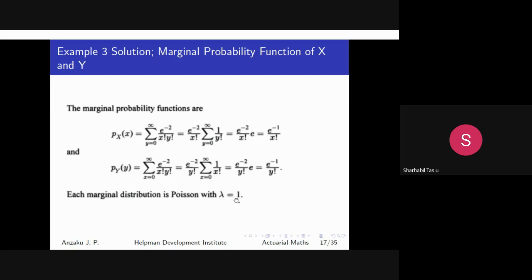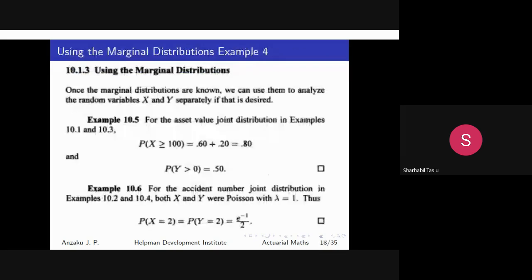Okay? Yeah, Mrs. Ebun, this has answered our question now. Yes, yeah, so each marginal distribution is Poisson, and it's assumed that lambda equals 1. In fact, it explains what we were talking about earlier on. If it is 1, then it makes sense. So this is the basic assumption for the marginal distribution.